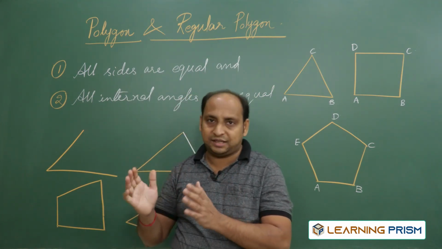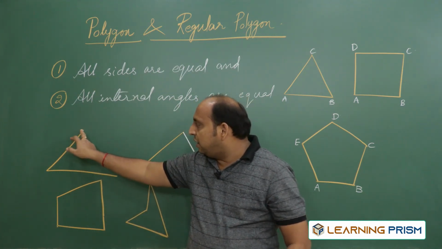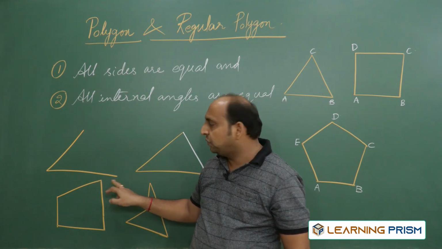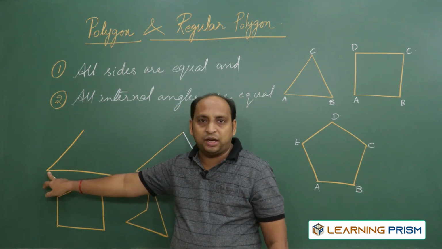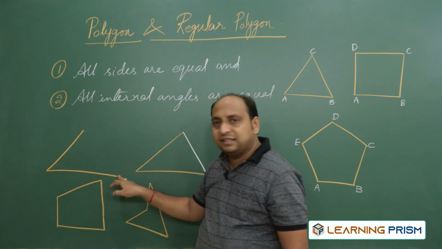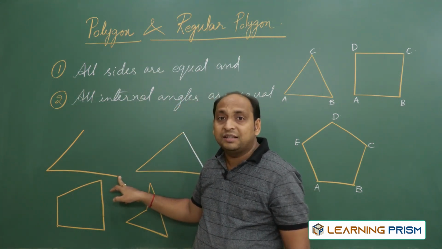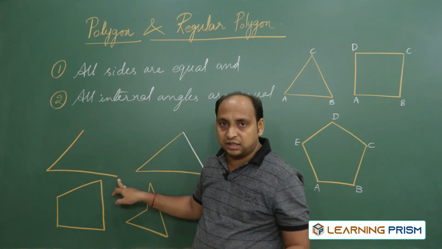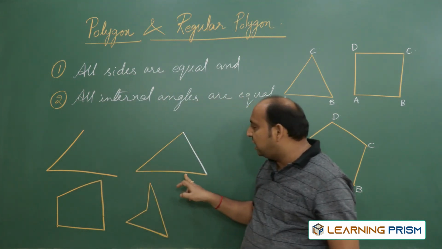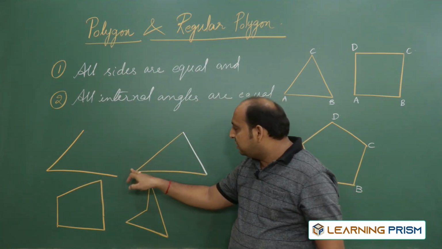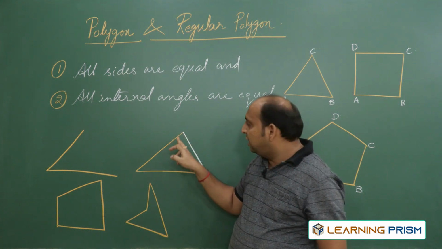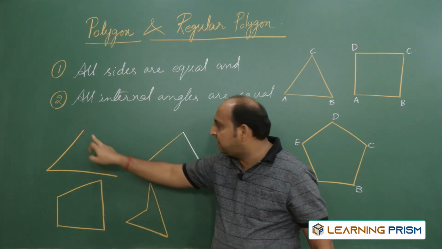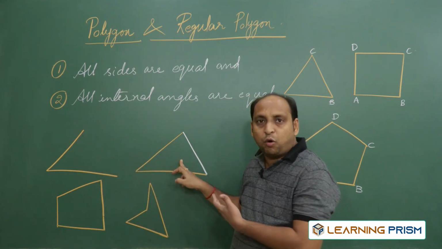Now if I show you some examples: if this is one edge and this is another edge, two edges joined at one end point, can I call this a polygon? No, because this is not a closed figure. If I compare this with this figure, this is a closed figure because there are no open ends. This one has open ends at both sides, but there is no open end here.